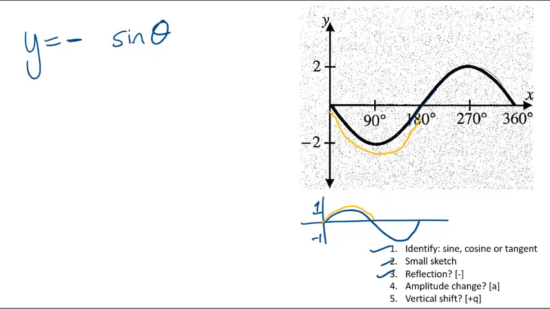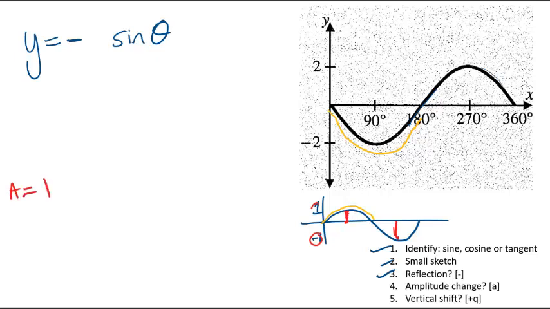Next I look at an amplitude change. So under normal circumstances, my amplitude is the distance from flat line to the peak, which in this instance is 1. From flat line to the lowest peak, it's also -1. So normally my amplitude would be equal to 1.